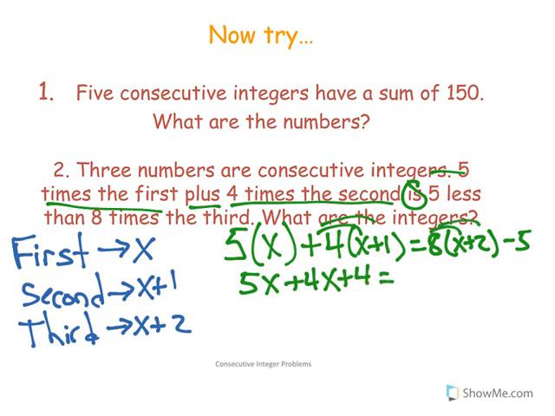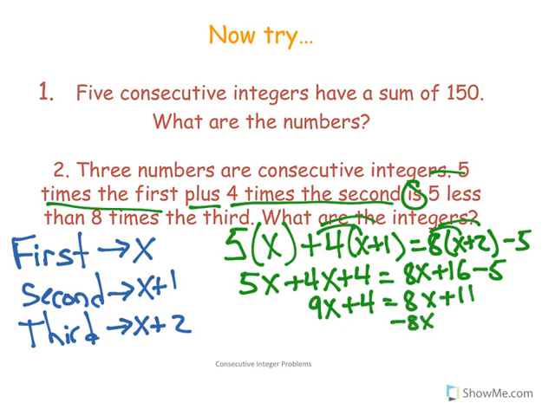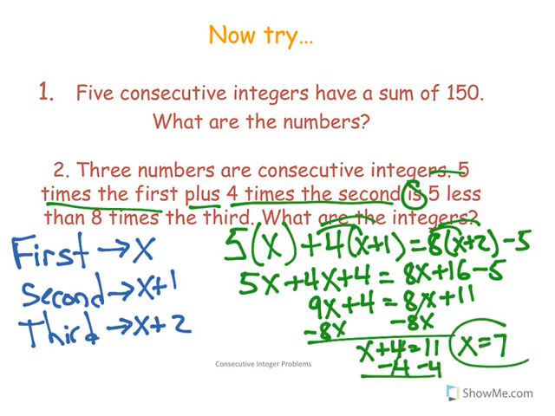I distribute the 8. All right, let's combine my like terms. 5x plus 4x is 9x. Positive 16 plus negative 5 is positive 11. So I've got 9x plus 4 equals 11. All right, guys, that was a lot of work. That gives me x is 7.